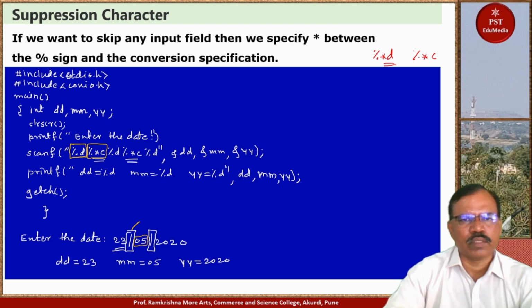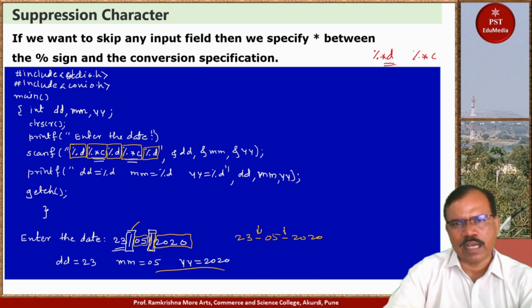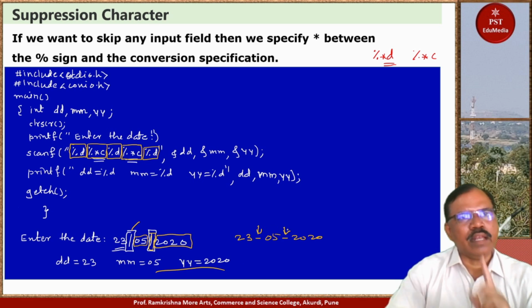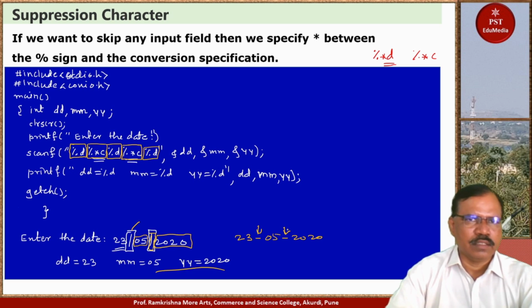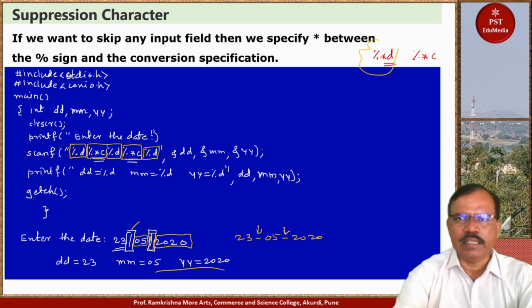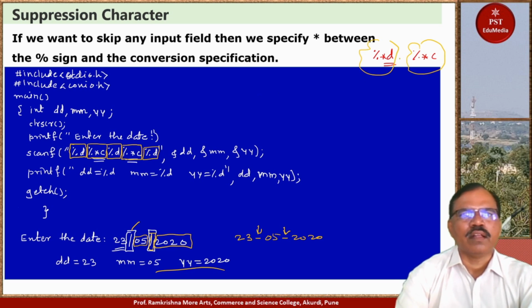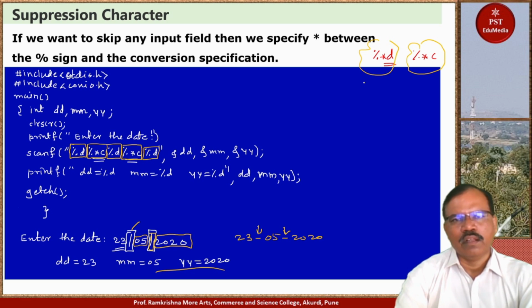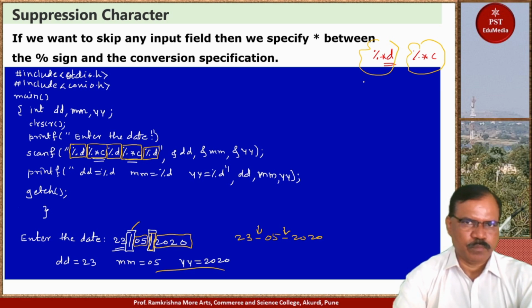Then 05 here, this %d, then this character is suppressed due to this %*c, and this %d is for this. Now you can enter like this also. You will get the same output because these characters are suppressed. In this way, we can suppress characters, you can suppress integers also using this format, either %*d or %*c in the scanf function. So now we will see programs for this. So let us go to programs.